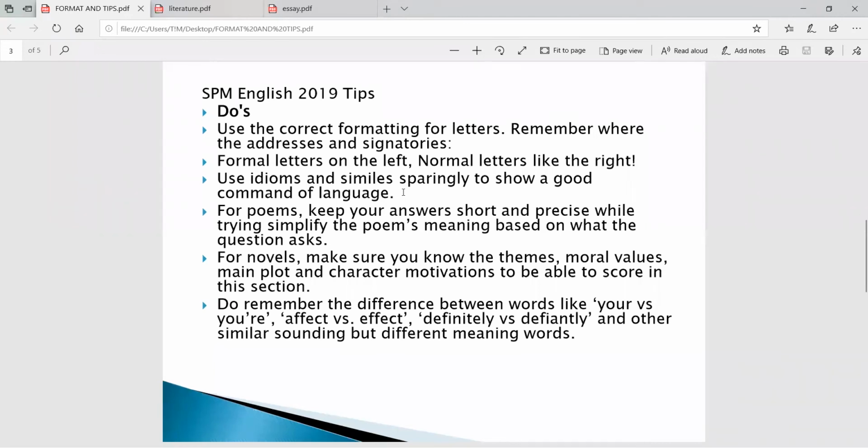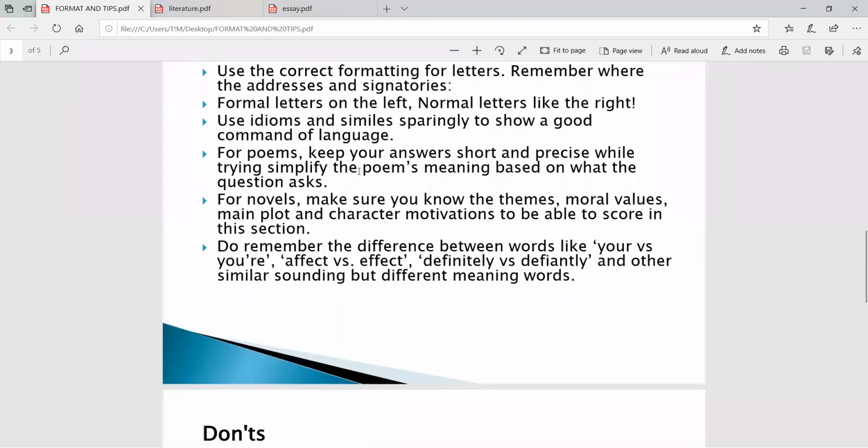At least one, right? For poems, keep your answers short and precise, meaning accurate, alright? Tepat. Pendek dan tepat. Ringkas dan tepat. While trying to simplify the poem's meaning based on what the question asks.